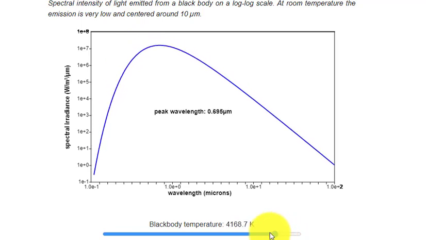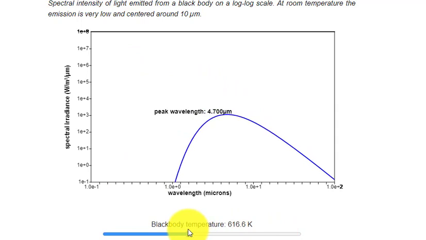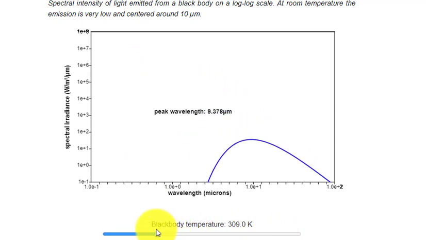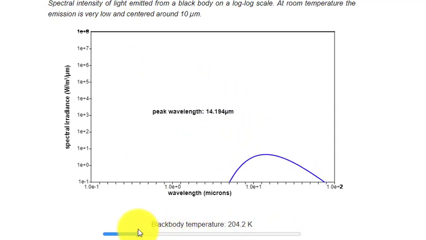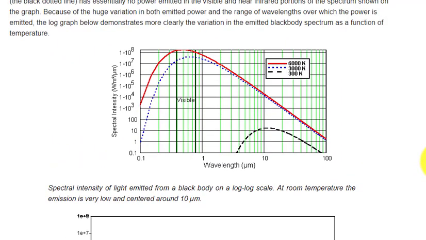The graphs below compare the spectral irradiance of a blackbody at these three temperatures. The room temperature case of 300 K, the black dotted line, has essentially no power emitted in the visible and near-infrared portions of the spectrum shown on the graph, because of the huge variation in both emitted power and the range of wavelengths over which the power is emitted.